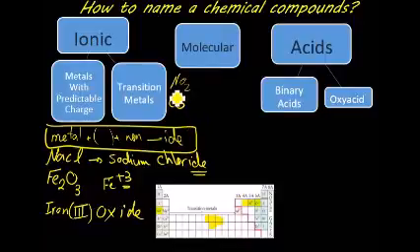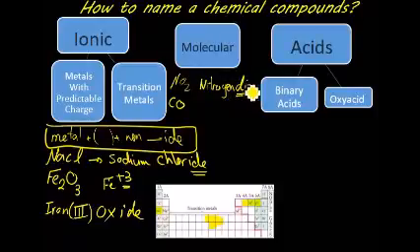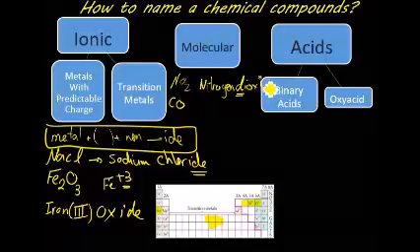So nitrogen, it's 1. We're not going to say mononitrogen. Oxygen is 2 of them, so it's di, that's 2, ox. And we add the IDE as well. So numbering the elements and adding the IDE, that's how you name a molecular compound.